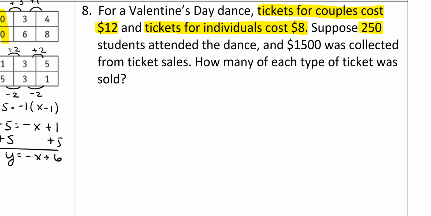All right, so we have a total. So we have 250 students that attend, and $1,500 was collected from ticket sales. How many of each type of tickets was sold? So the first thing we have to do is decide on some variables. So you can use X and Y, you can use a letter that connects a little bit more to what we're doing. So for me, I'm going to use C and I. C for the number of couples.